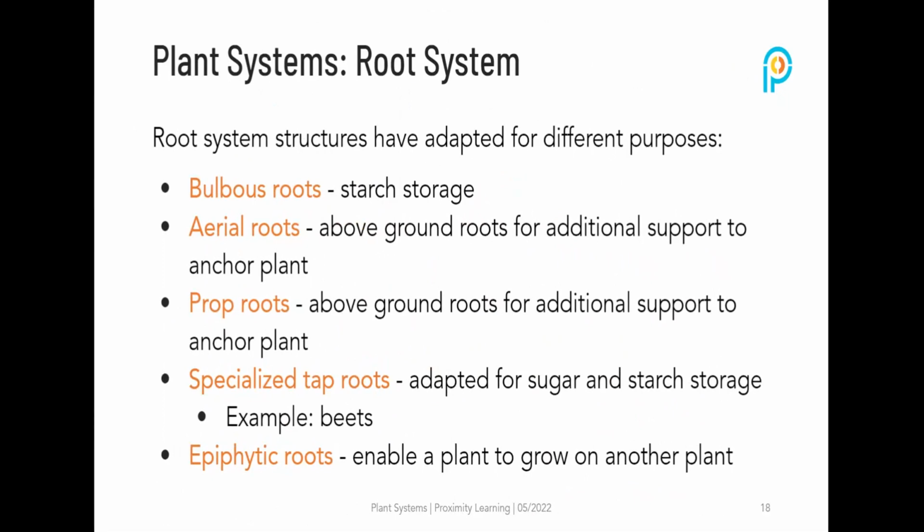Root system structures have adapted for different purposes. You have bulbous roots, that's for starch storage. Aerial roots, think about the air, so above ground roots for additional support to anchor the plant. Prop roots, think about propping something up. They're above ground roots for additional support to anchor the plant. Specialized taproots, these have been adapted for sugar and starch storage, for example, like beets. And epiphytic roots, these enable a plant to grow on another plant.